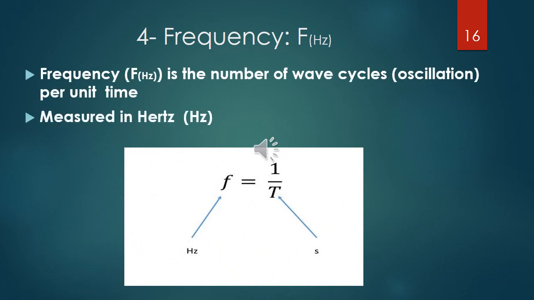The fourth characteristic is the frequency, symbolized by capital F, measured in hertz. Frequency is the number of wave cycles or oscillations per unit time. That means f equals 1 over T. So f equals 1 over period T. f is measured in hertz, and T is the time needed to complete one cycle, measured in seconds.